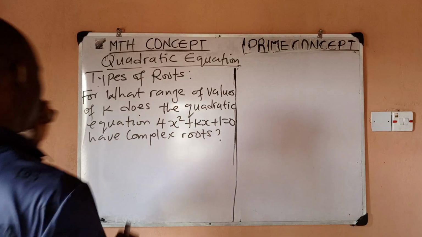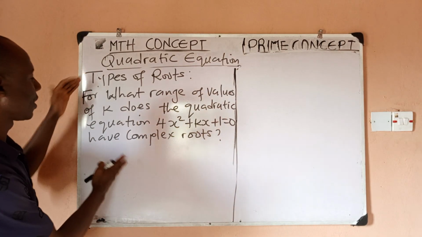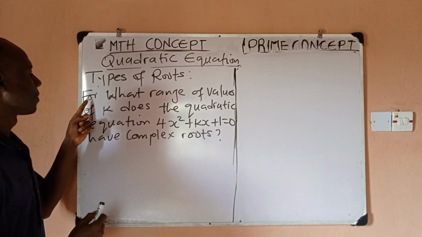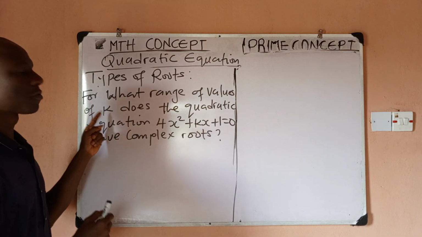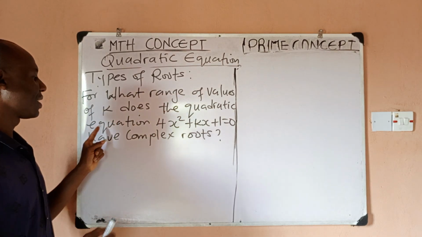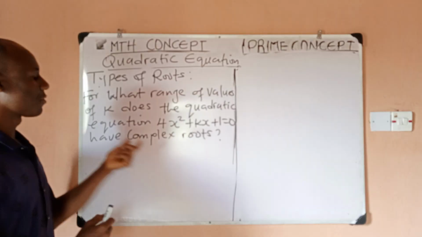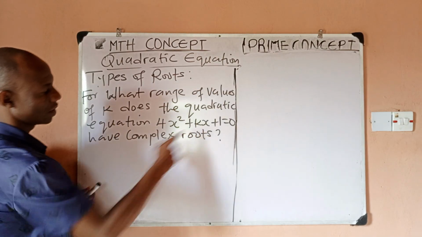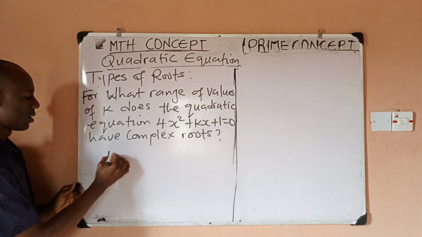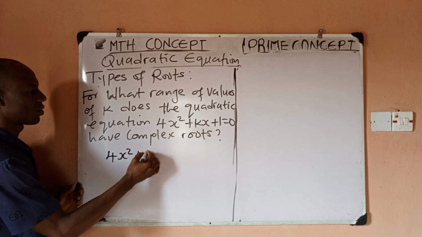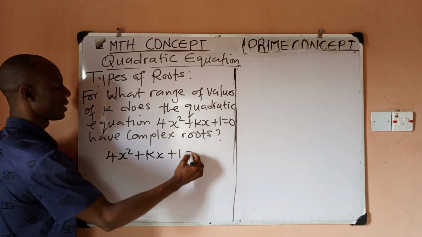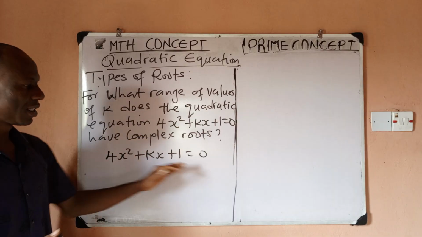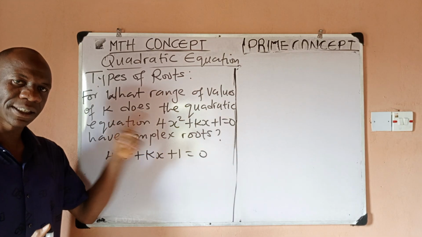All right. We're going to consider this other example as our final example in this video. And the question says, for what range of values of k does the quadratic equation this have complex roots? For what range of values? So you see k is an unknown in the quadratic. So let me write it out. 4x squared plus kx plus 1 equals 0. For what range of values of k does this equation have complex roots?